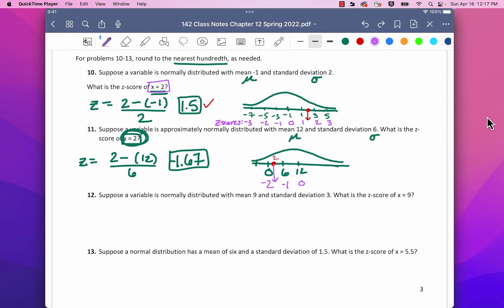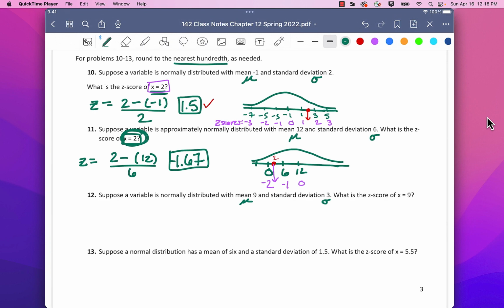Let's look at number 12. Suppose a variable, again, is normally distributed with a mean 9 and a standard deviation 3. So there's my mean, there's my standard deviation. What's the z-score of x equals 9? This is one where if you stop and think before you do any computation, you should be able to answer this question. You shouldn't even have to put anything into the formula.